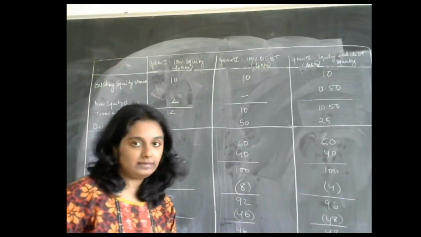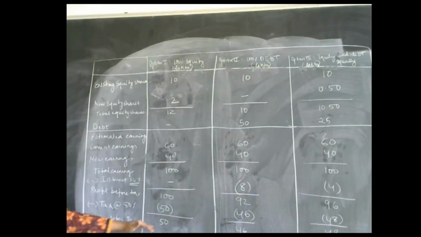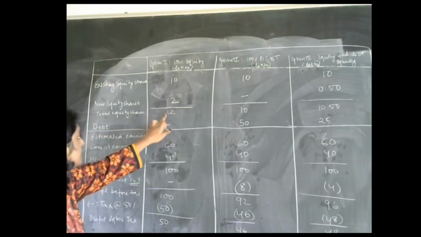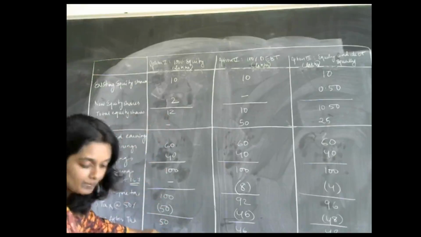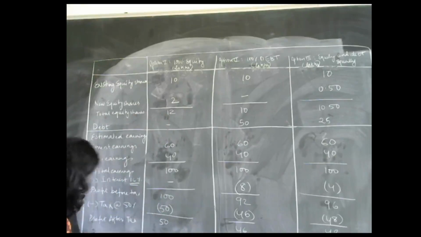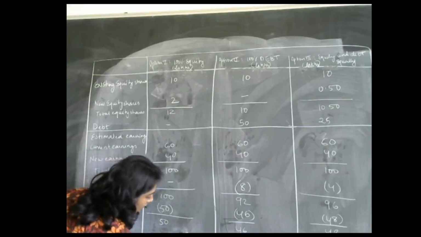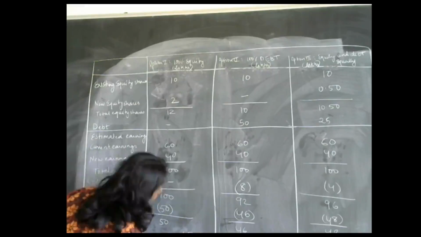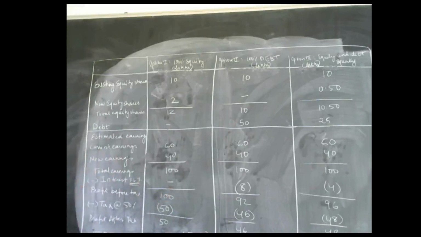Now we can calculate the EPS, right? Profit after tax is 50 over here. So 50 divided by the total number of equity shares, which is 12. 50 divided by 12 is how much? It's coming 4.17. So EPS in the first case is 4.17, which you have got by doing 50 divided by 12.